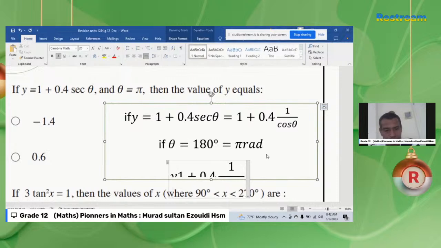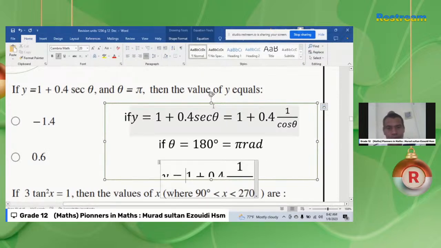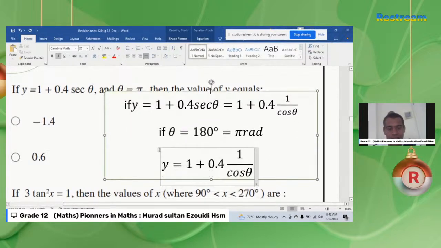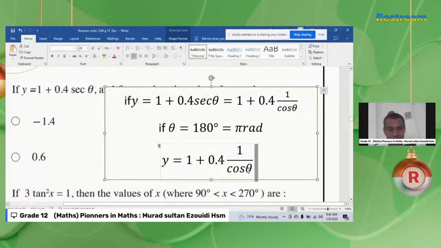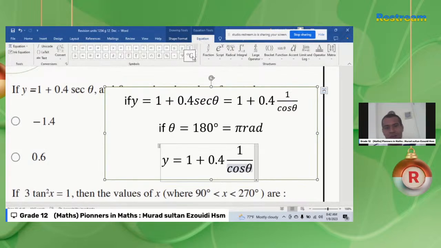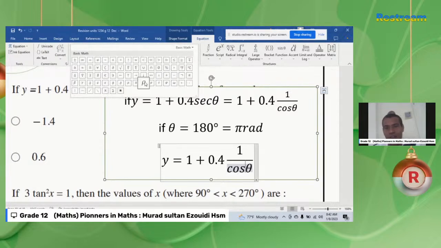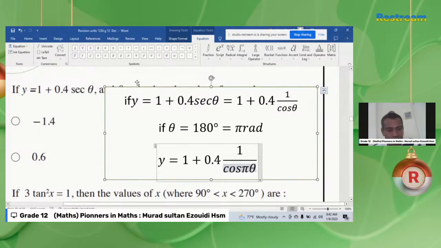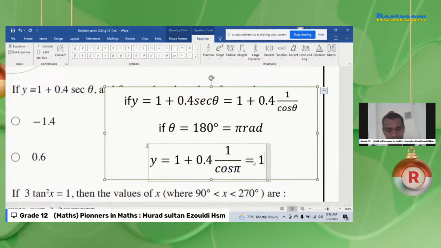Y is equal to, let's say, replace now theta by pi: cosine of pi. Cosine of pi, r is pi, or 180. Whatever you wrote, you should find the same value. But cosine of pi, learners, is always equal to minus 1. So this one equals 1.